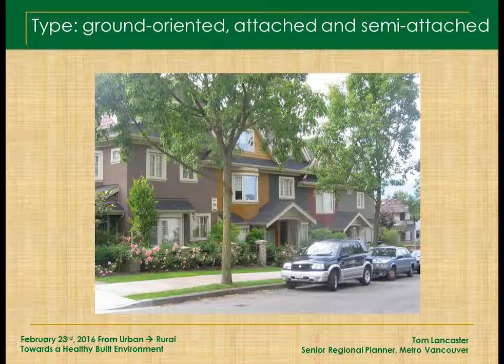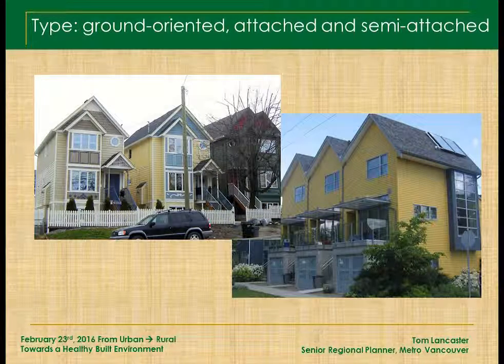Ground-oriented detached and semi-attached. These are all attached row houses, and they're fee simple, which means you can own title to the land underneath your feet and to the structure you're living in, which is different than the strata title.